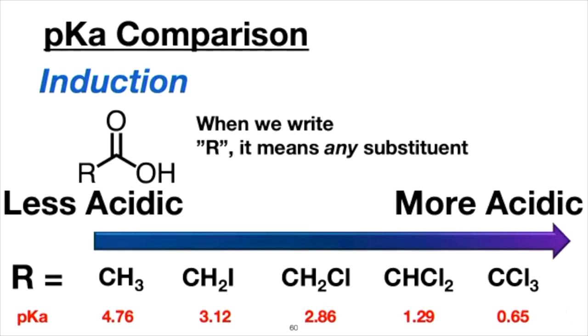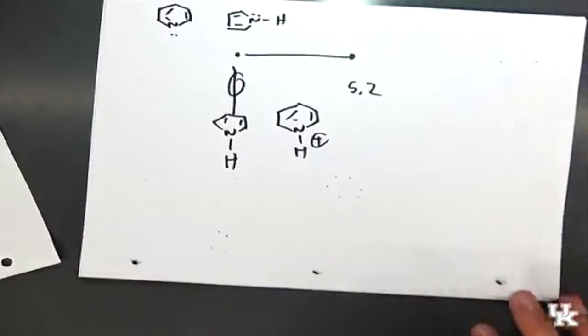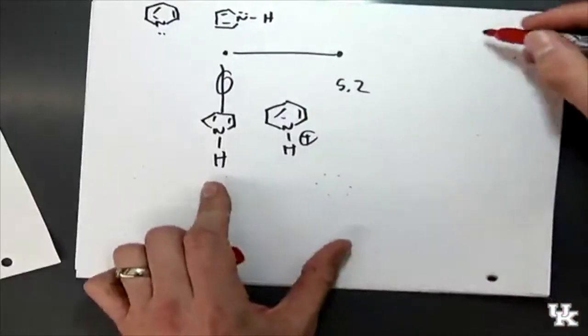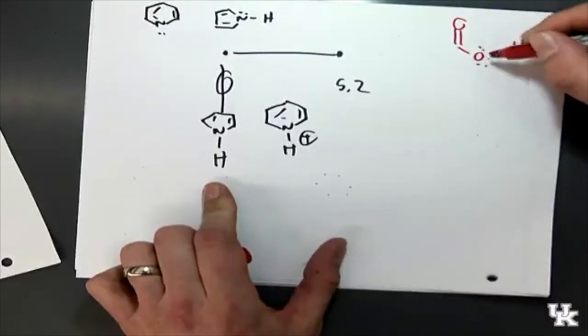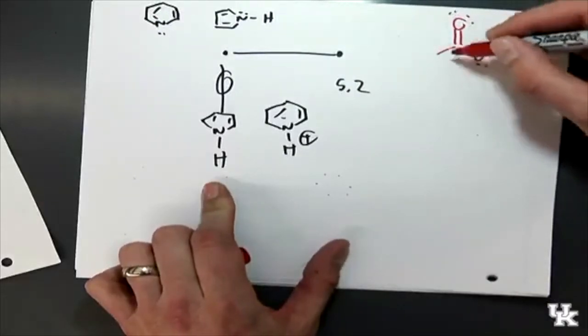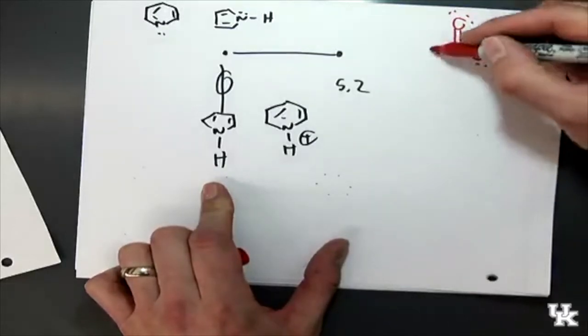All right. So moving on in our recap, we have induction. And remember, induction works because of the formation of dipoles next to a conjugate base. And the example we have here is one with carboxylic acids. We'll just keep this as a CH3 for now.